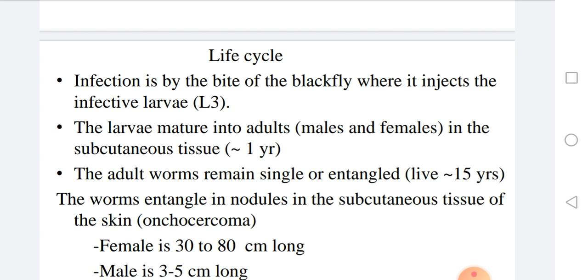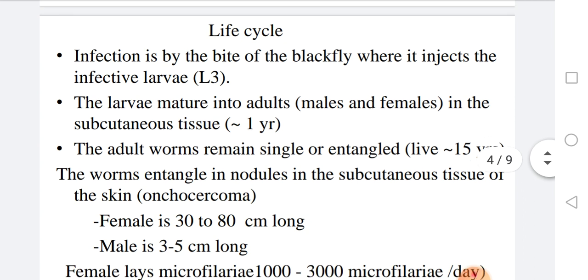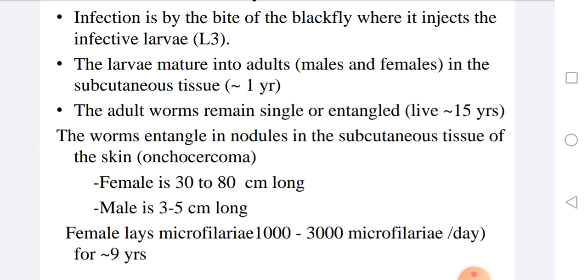The worms entangle in nodules in the subcutaneous tissue of the skin, forming onchocercoma. The female worm is about 30 to 80 centimeters long, and the male is about 3 to 5 centimeters long.